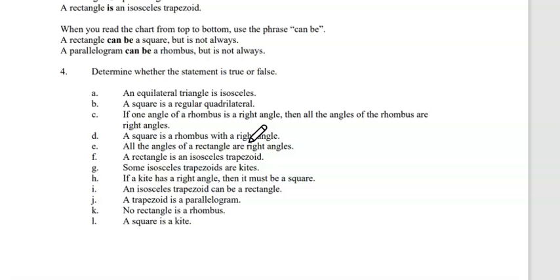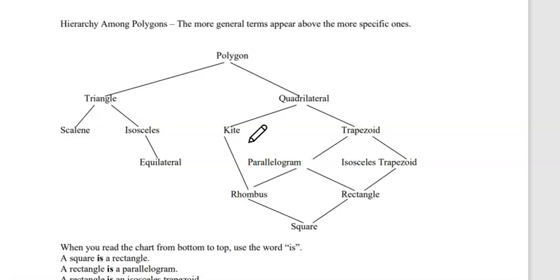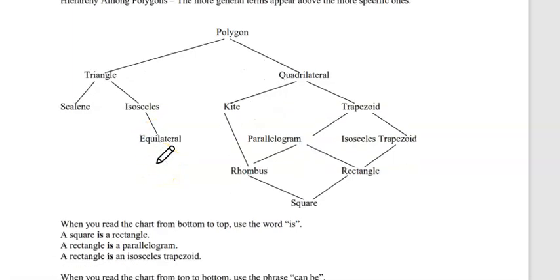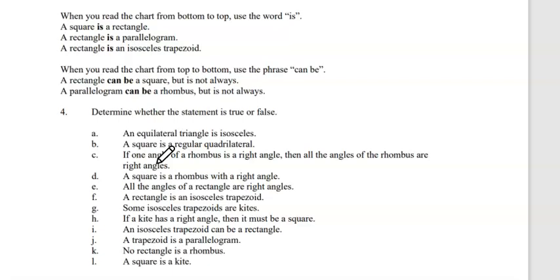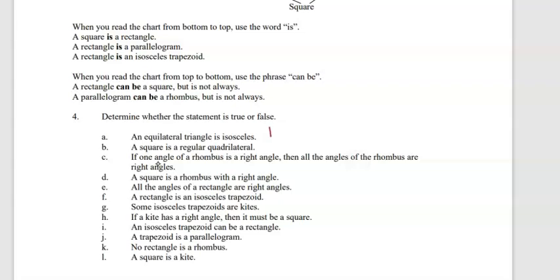The first one that we're going to categorize as either true or false is A, an equilateral triangle is isosceles. Notice we're going from the bottom to the top, so we can use that word is, and I want you to think about this. By definition, isosceles means at least two sides congruent. Well, all equilaterals do have at least two sides congruent, so all equilateral triangles are also isosceles, and that's why this one would be true.